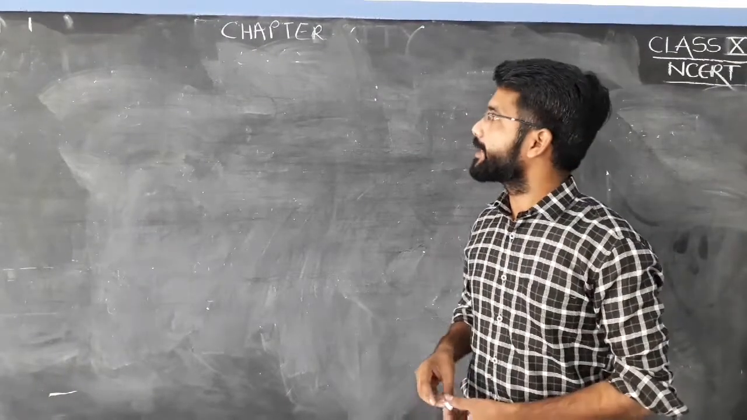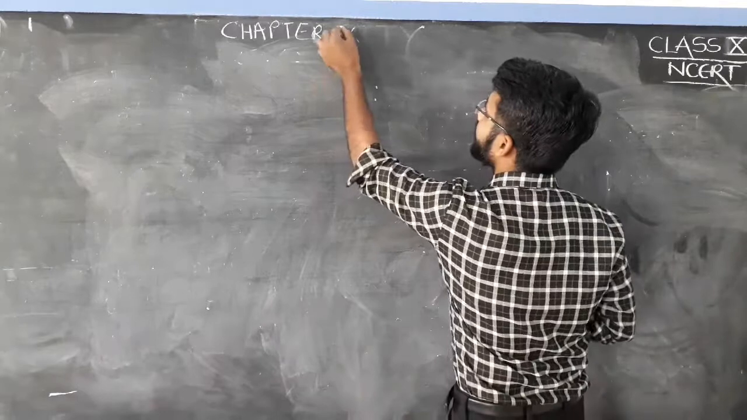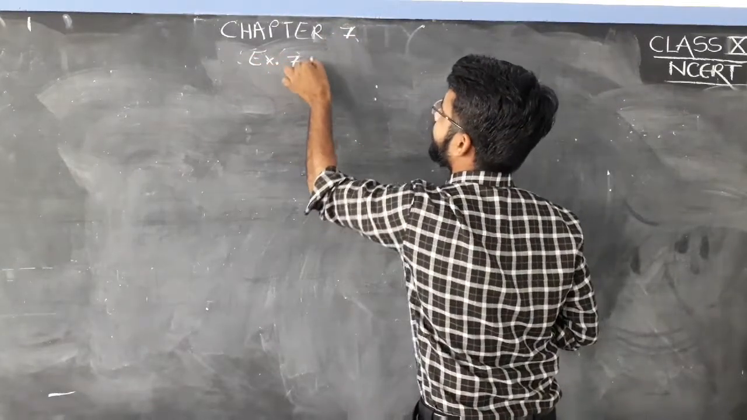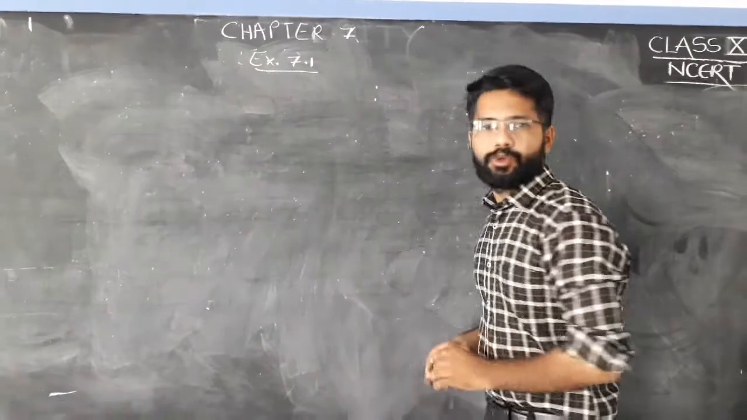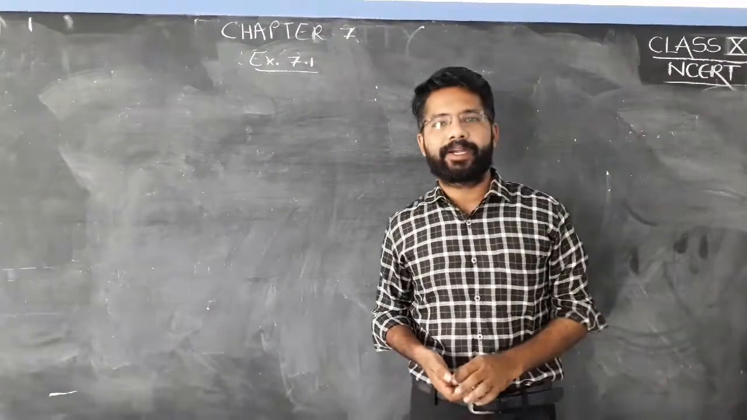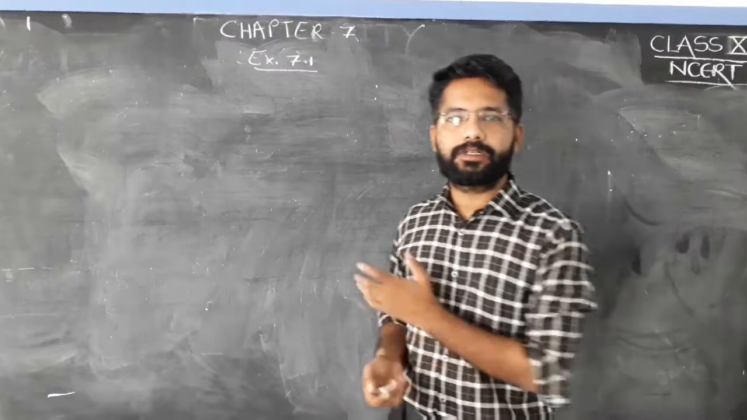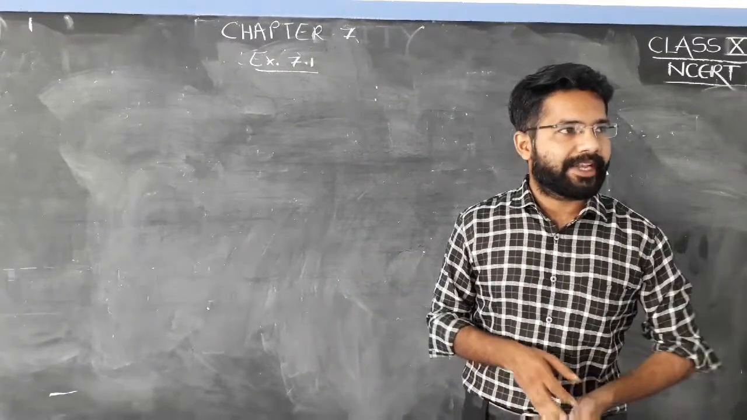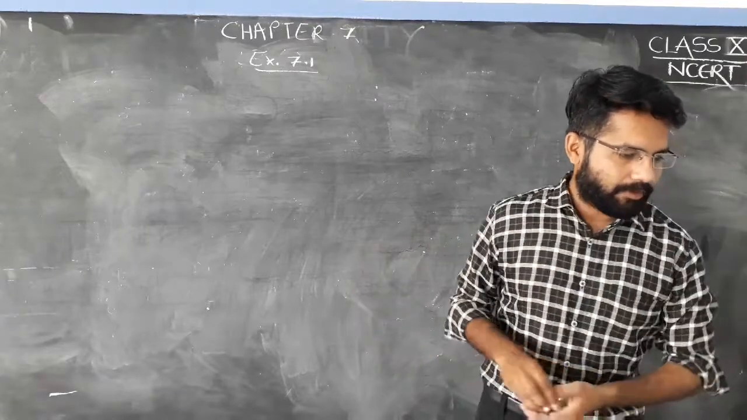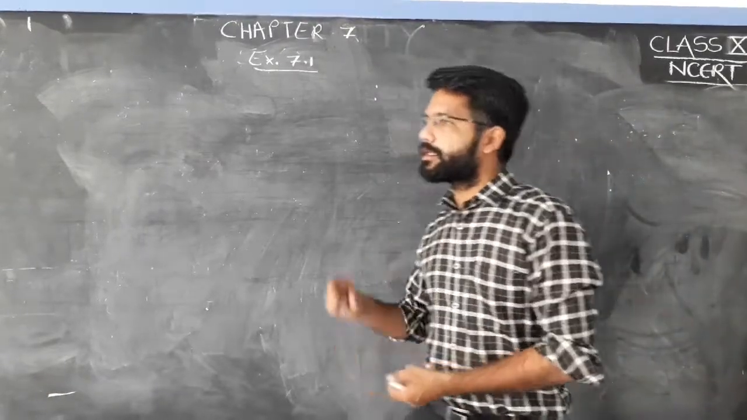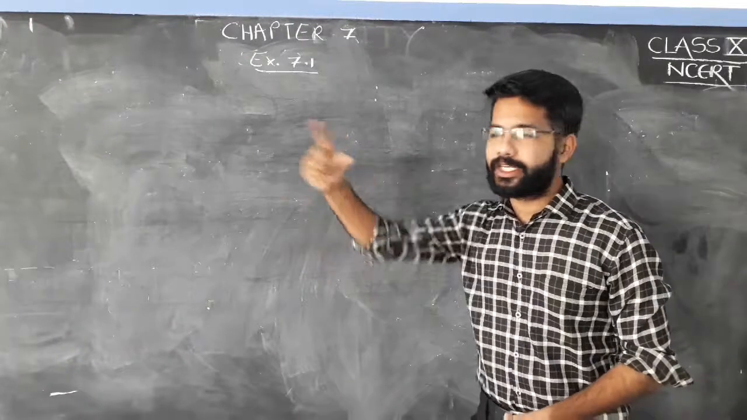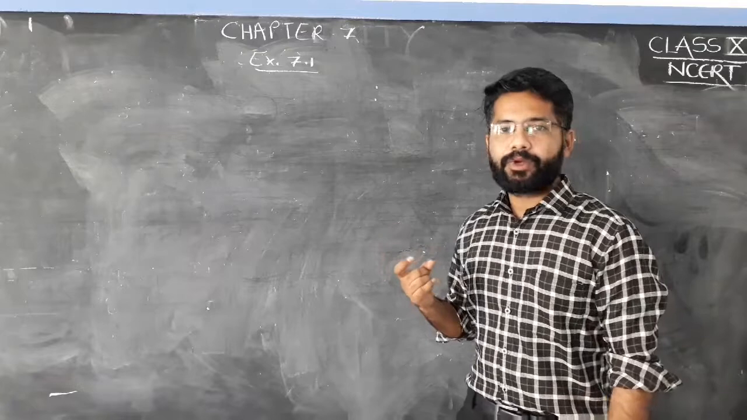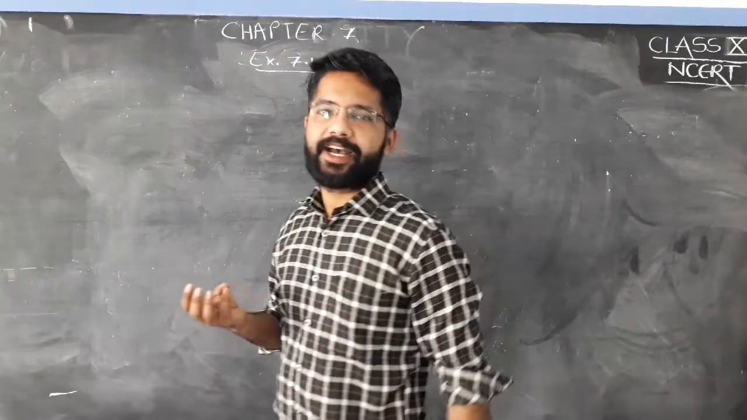Today onwards we are going to start chapter number 7 and exercise 7.1. Chapter number 7 is coordinate geometry. In 9th class also you have studied that chapter. In the 9th class we located the position of a point in a plane. For that we need a Cartesian plane, and two axes, the x-axis and the y-axis.